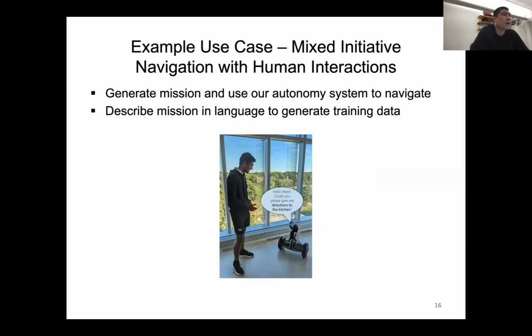Mixed initiative navigation with human interactions. You would develop a module that interacts with people through languages. The robot asks the person a question, how can I get to somewhere? And the module listens to the command or the directions from the person and interprets the language and uses our base navigation system to navigate and to avoid collision.